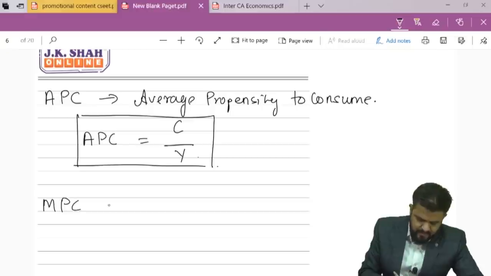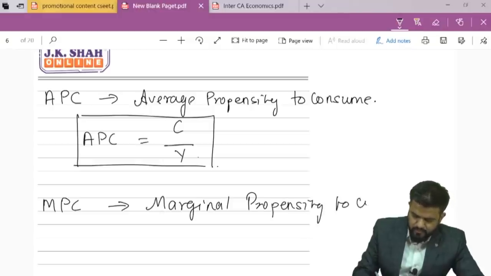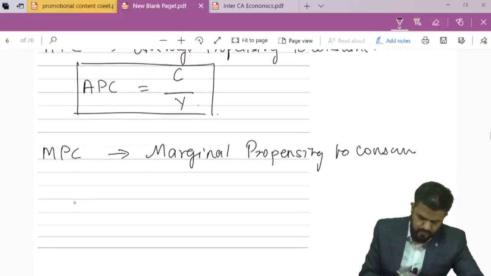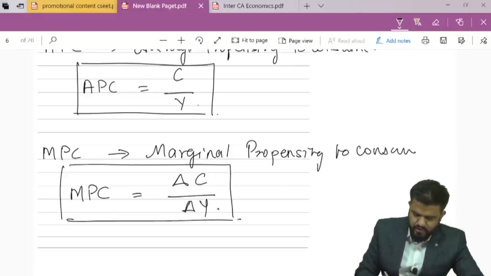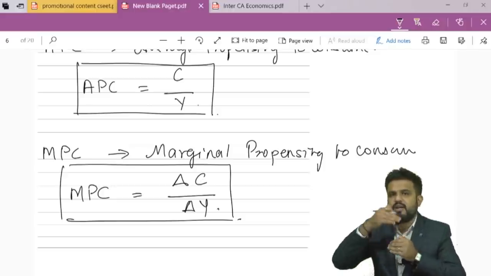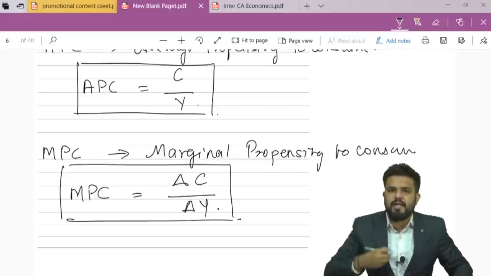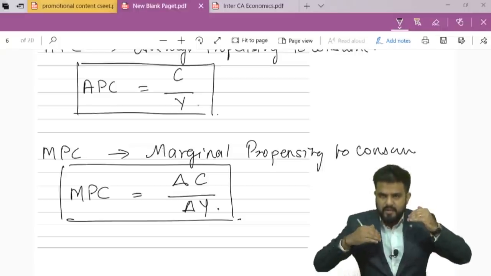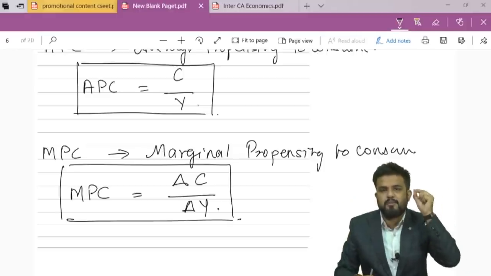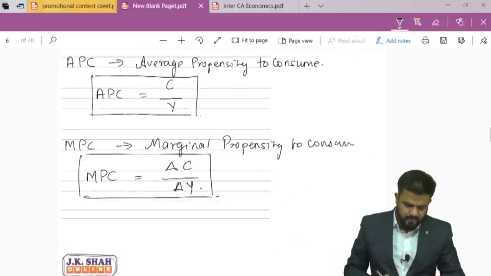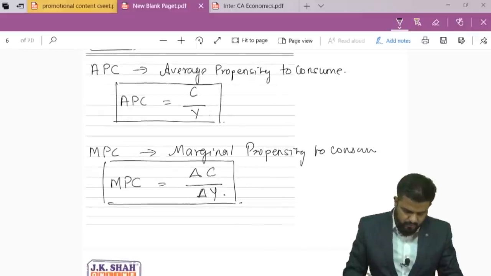Next is MPC. That is marginal propensity to consume. So that is delta C upon delta Y, that is change in consumption upon change in income. So additional consumption because of increase in income. So as income increases, person's additional consumption may increase. So that additional consumption represents marginal propensity to consume. So again, I request just learn the formula and go.